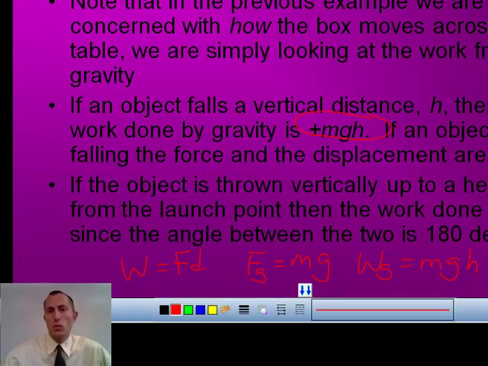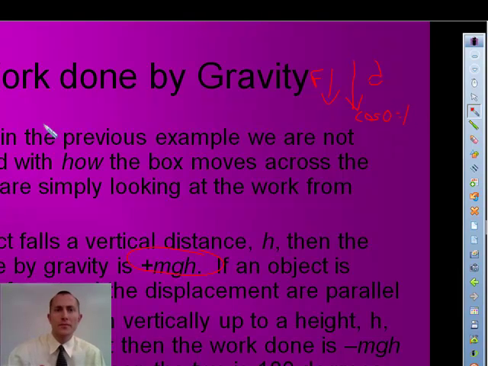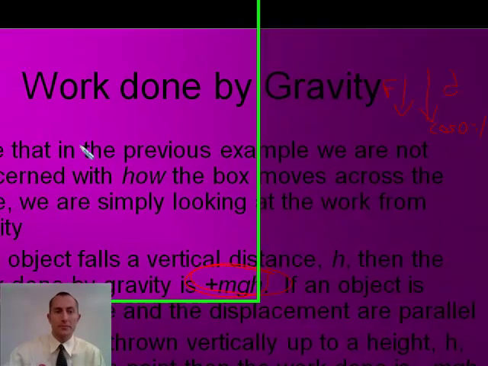Now, work can be positive, work can be negative. If the object is falling, so the displacement is down, then the angle between the force and the displacement is 0, and so the cosine of 0, as we said, is equal to 1. And that's where the positive mgh is. When something falls, as gravity acts on it, it accelerates. So gravity is increasing what we call the kinetic energy, and we'll talk about that in the next set.